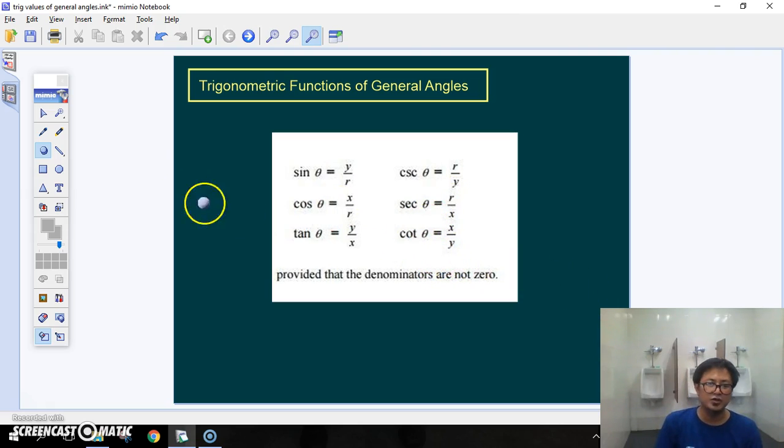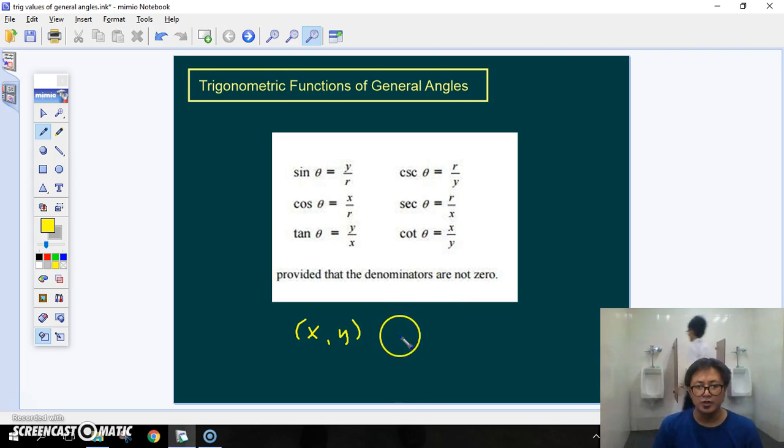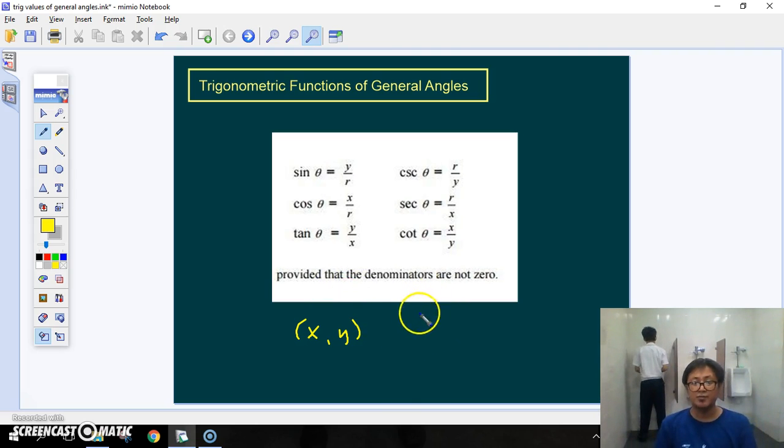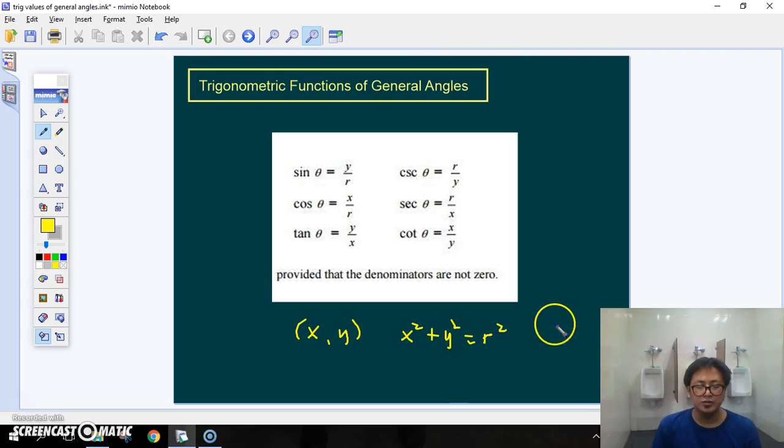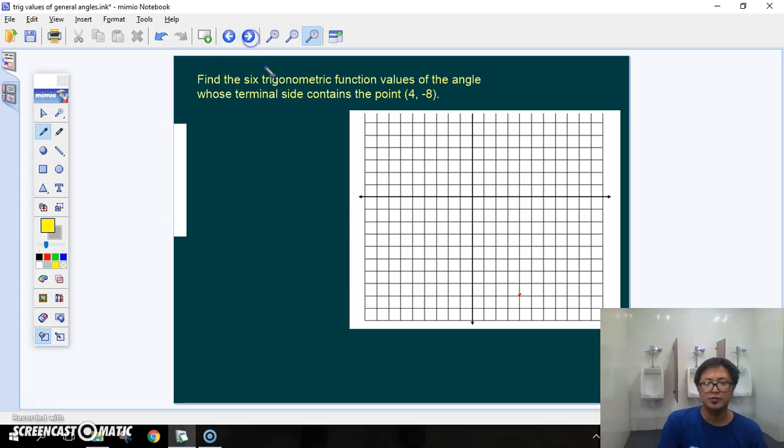These are in terms of the values x, y, and r. You know that x and y are any x and y coordinates on the plane, and r is the distance of the point from the origin, all related by x squared plus y squared equals r squared. Okay, so you just have to remember this. Let's get on to the problem.